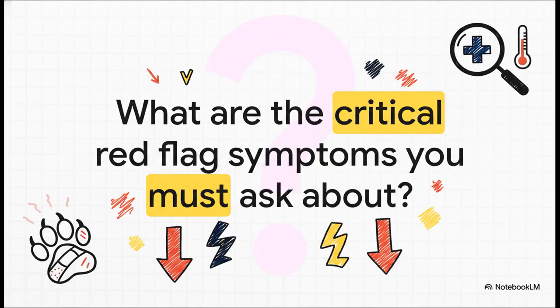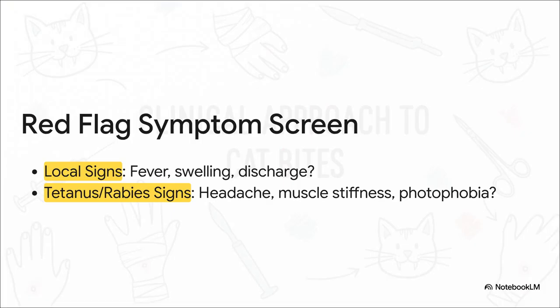Okay, once you've got the basic story, you must actively screen for red flags. This is how you show the examiner that you're thinking about the most serious complications of an animal bite. So you're asking about 2 groups of symptoms here. First, local signs of infection right there at the wound, like fever or any discharge. Then you move on to the really serious systemic symptoms that could point to tetanus or rabies. Things like muscle stiffness or sensitivity to light. You can't wait for the patient to mention these. You have to ask directly.